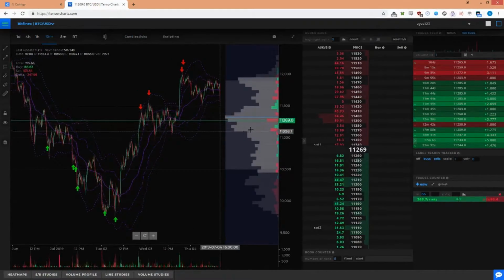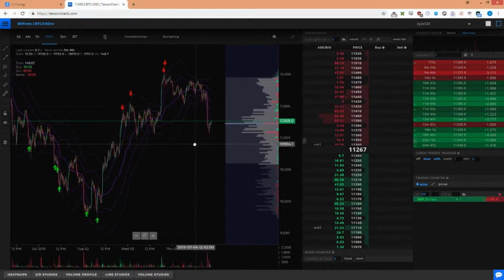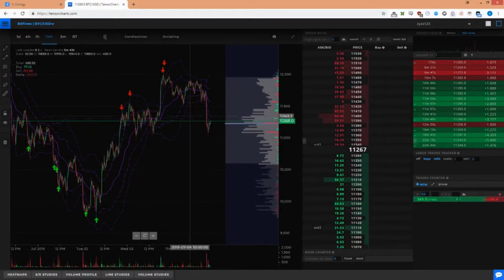You can see this is where most of the volume was, specifically 11.3 down to 11k. So that's where we go back to, because this is where most of the price action was. So this is where people feel comfortable buying again.